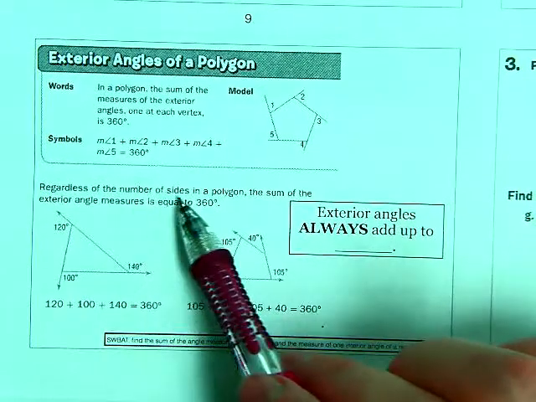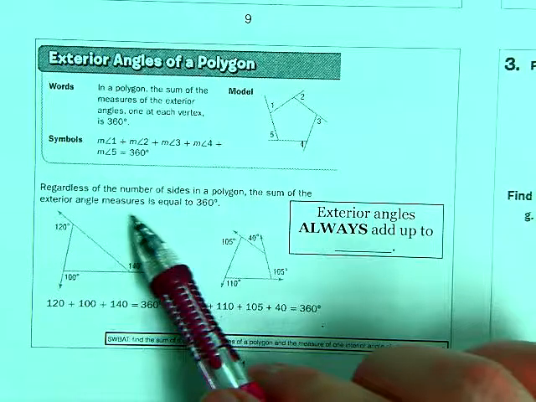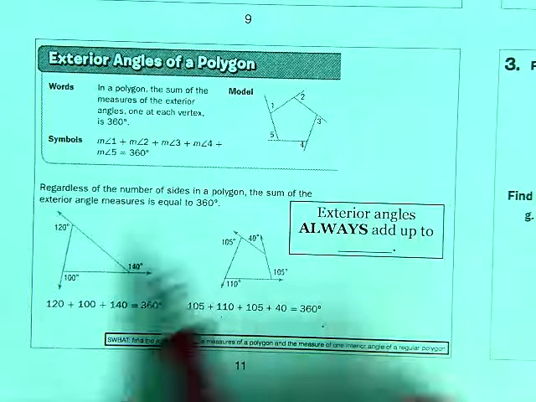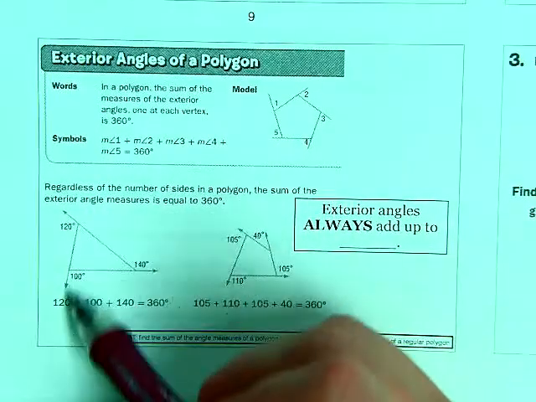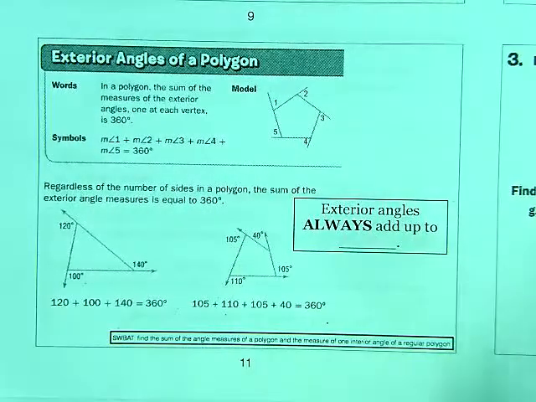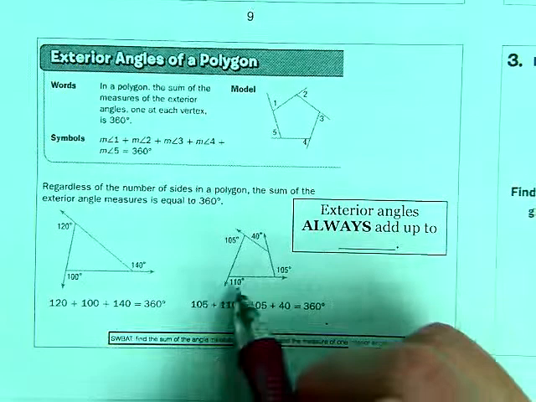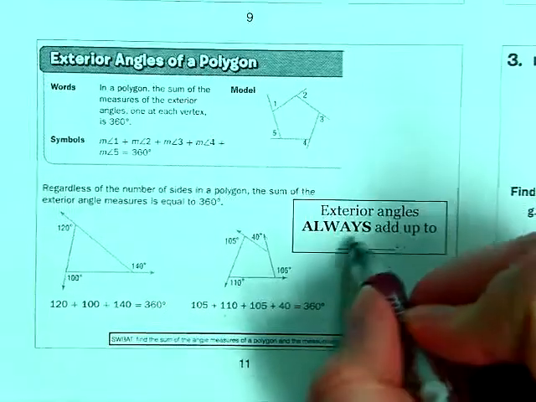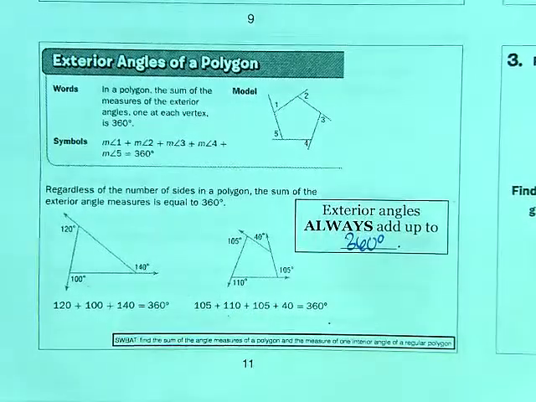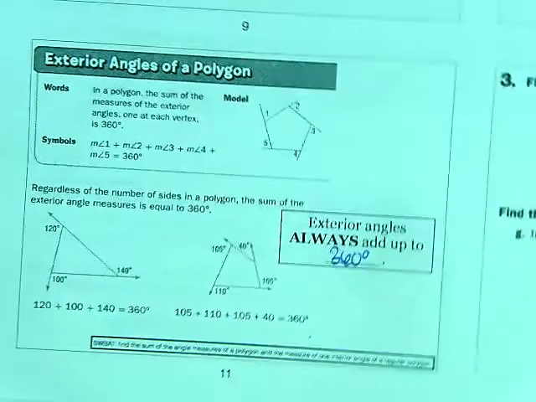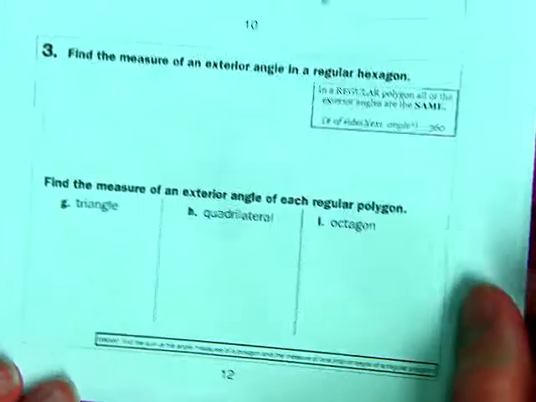So, regardless of the number of sides of a polygon, the sum of the exterior angle measures is equal to 360. So if we added this triangle up, and you find an exterior angle by just extending the sides, they all add up to 360. So exterior angles always add to 360 degrees because the circle is so hot.